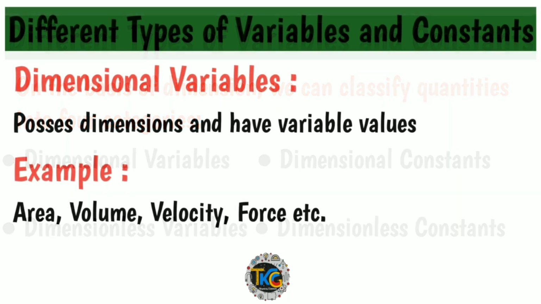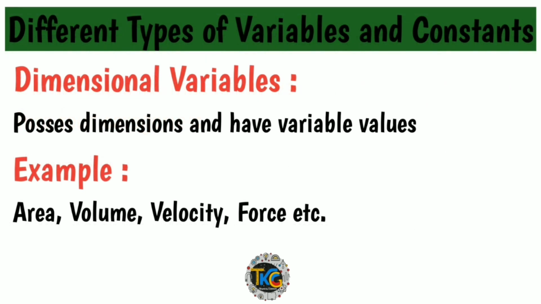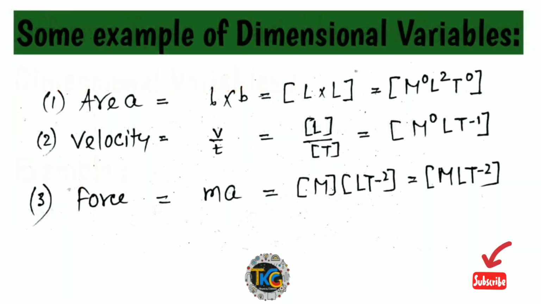First of all, what are dimensional variables? A physical quantity which has dimension and whose magnitude value is variable is called a dimensional variable. For example, area, volume, velocity, force, momentum are all examples of dimensional variables. Now the question is why and how area, velocity, force and momentum are called dimensional variables.